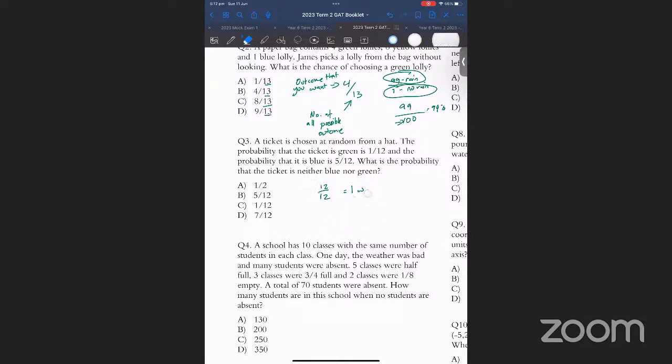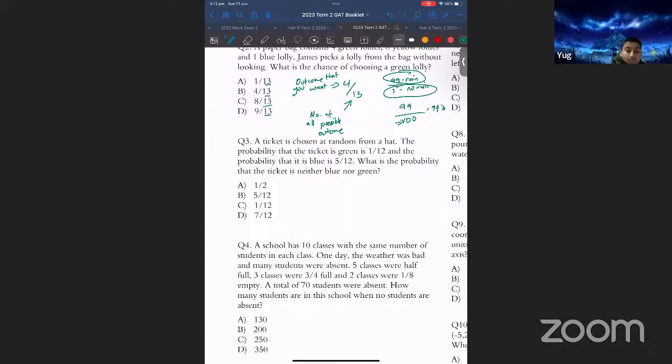Someone asked in the chat, how did you get one whole? That's just the total probability of something happening. It has to all add up to one whole. For example, if I ask what's the probability that it will rain tomorrow, the probability of it raining and not raining tomorrow has to add up to one whole, because it has to be one or the other. It can't be neither of them, and it can't be not raining and raining at the same time.